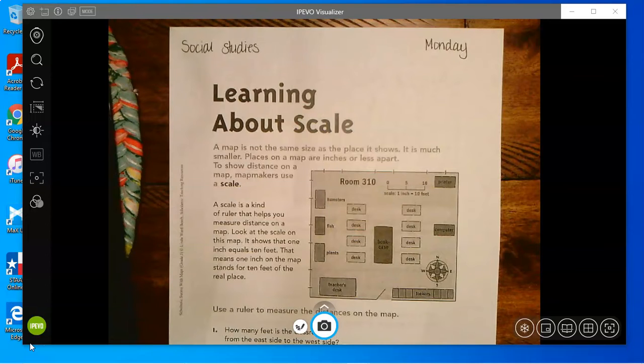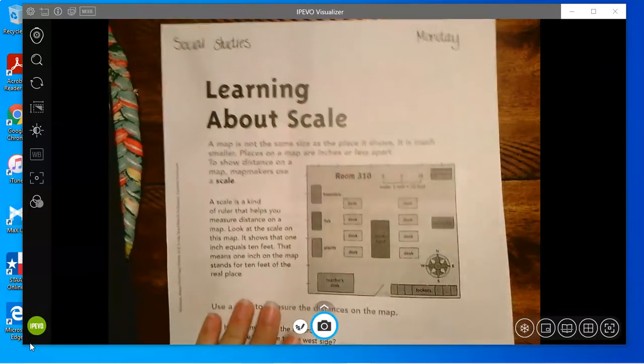To show distance on a map, map makers use a scale. A scale is a kind of ruler that helps you measure distance on a map. Look at the scale on this map. It shows that 1 inch equals 10 feet. That means 1 inch on the map stands for 10 feet of the real place.